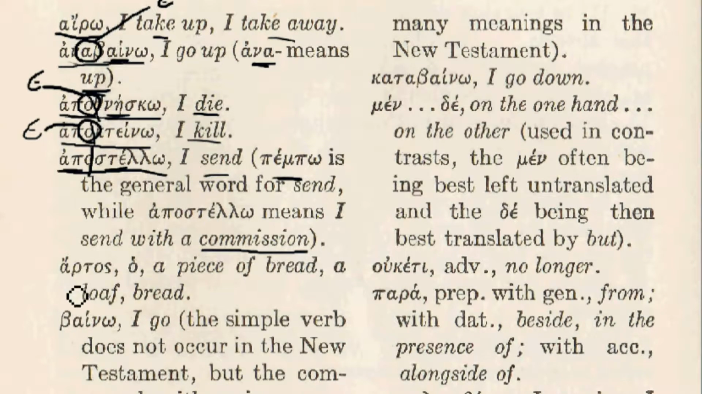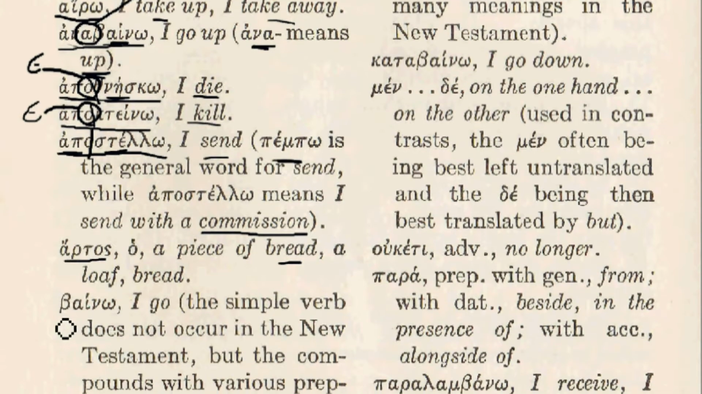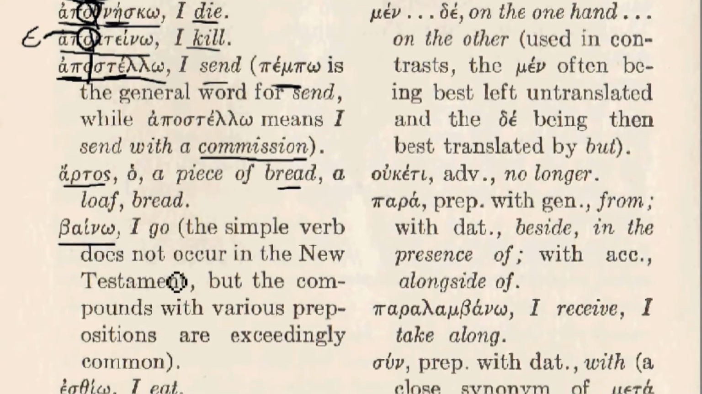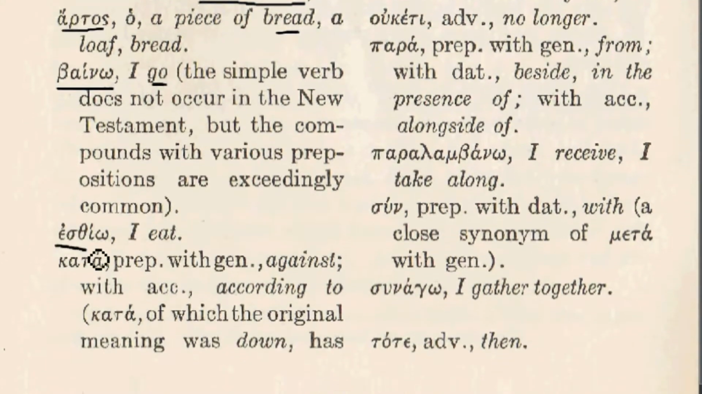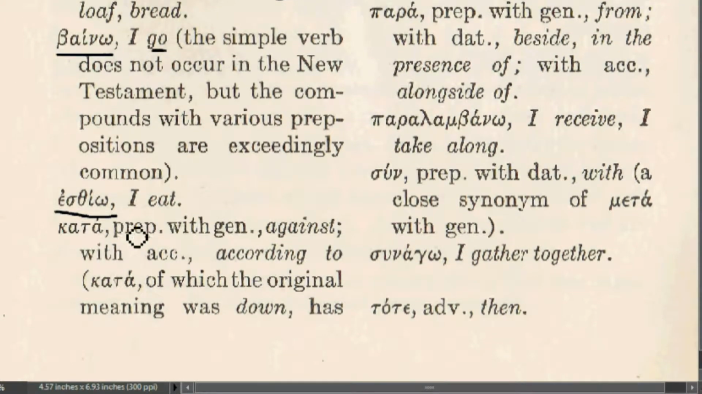Artos is the word for bread. It could mean a piece of bread, or it can mean bread in a kind of generic sense. It's the common word in the New Testament that means and is translated bread. It's a masculine noun, second declension, regular in that sense. Bino, the word that means go. We've talked about that already. Estheo, the word for eat. And so estheo is used often in the New Testament, both metaphorically and literally, to eat. It's just the standard word for that.